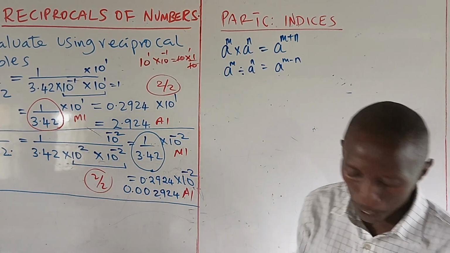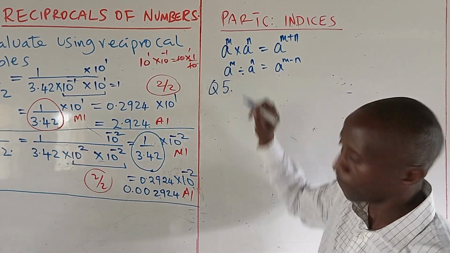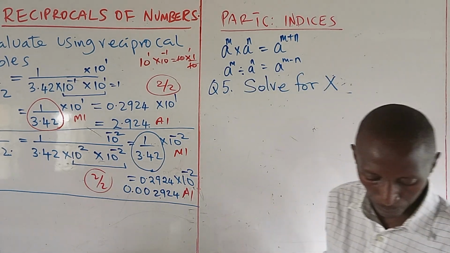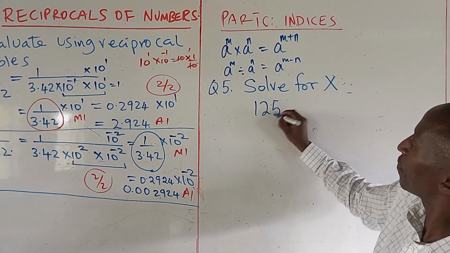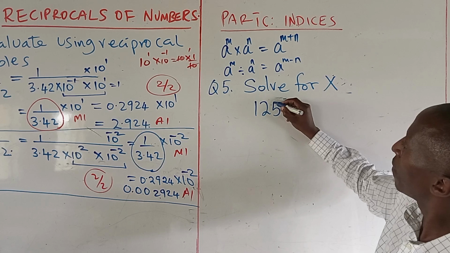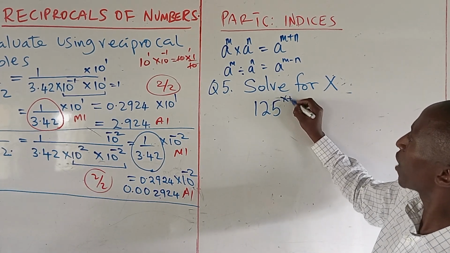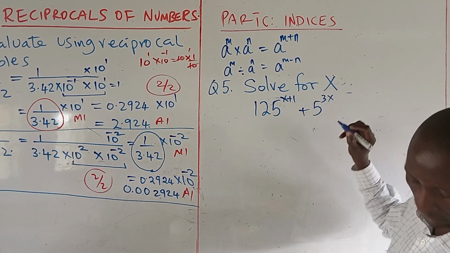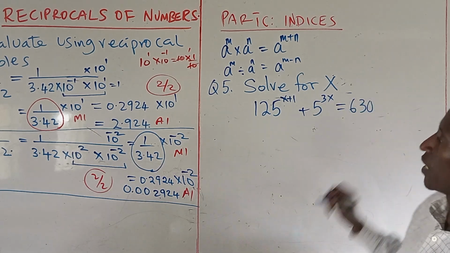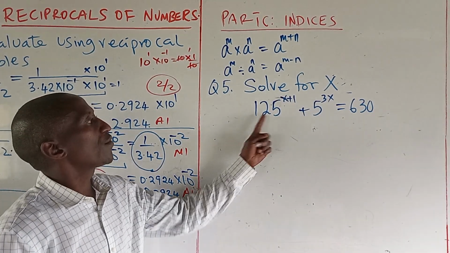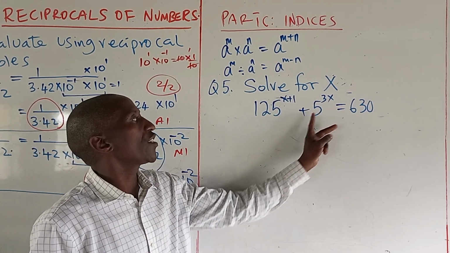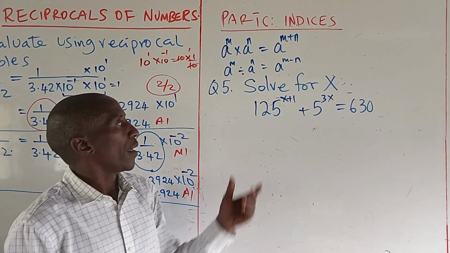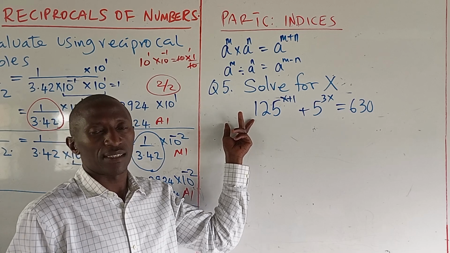Let's go to question number 5. We are told to solve for x in the expression 125 raised to the power of x plus 1, added to 5 raised to the power of 3x, is equal to 630. Look at that question. 125 is raised to the power of this and added to 5 to the power of 3x, and that gives you 630. In this question, the idea of a common base is very important.